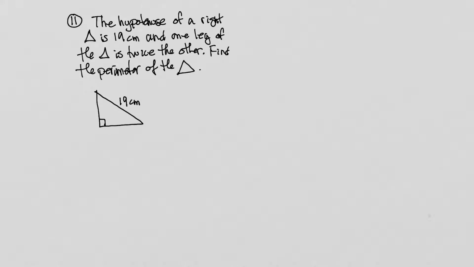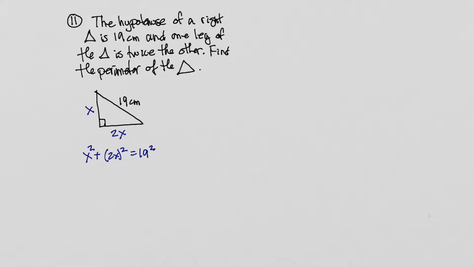So what if we let this leg be x, because we don't know what it is? That would mean that this one down here is twice this. So twice x is 2x. So now, using the Pythagorean theorem, we will have x squared plus 2x squared equals 19 squared.